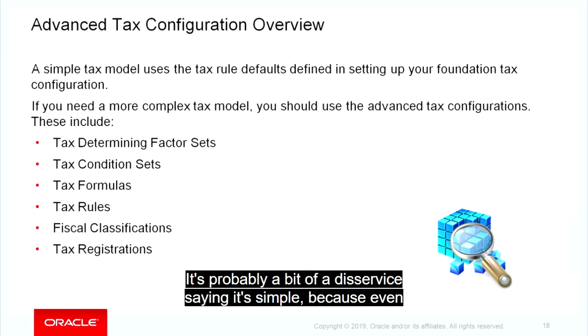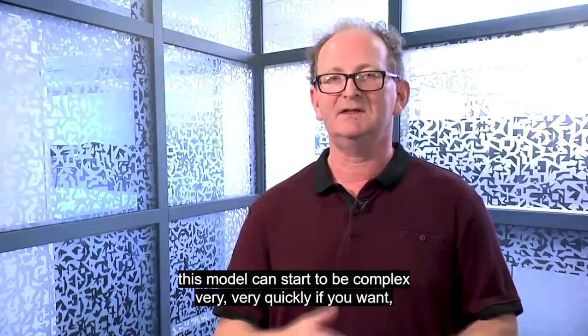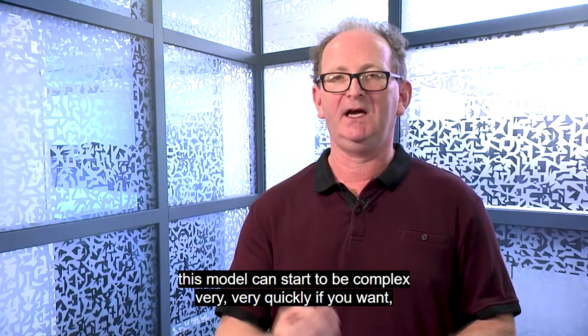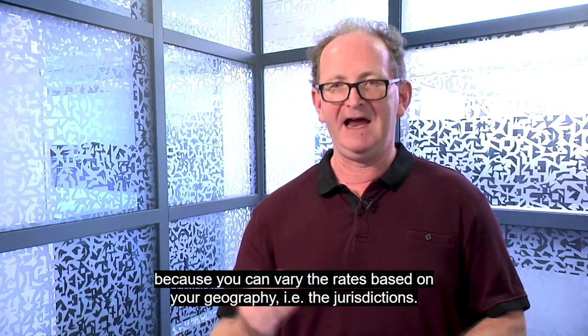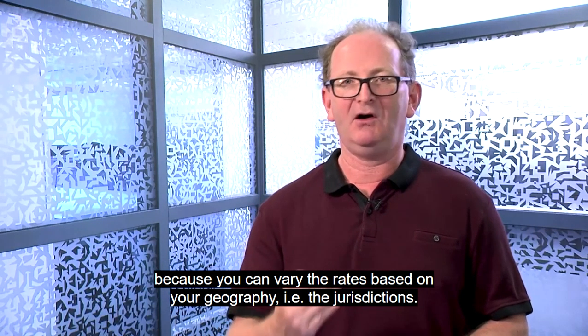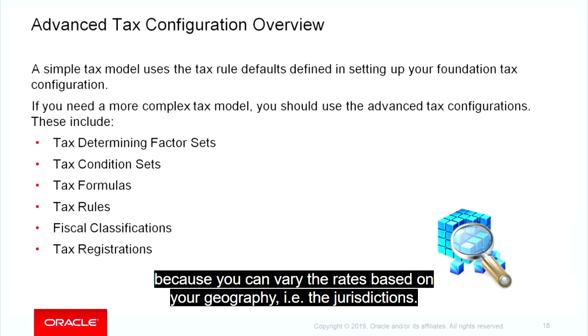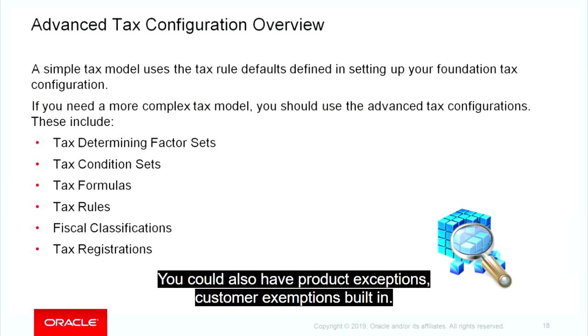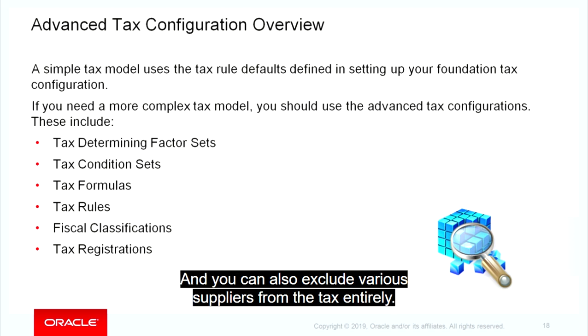It's probably a bit of a disservice saying it's simple, because even this model can start to be complex very, very quickly if you want, because you can vary the rates based on your geography, i.e. the jurisdictions. You can also have product exceptions, customer exemptions built in, and you can also exclude various suppliers from the tax entirely. So a simple configuration normally gives us our starting point.